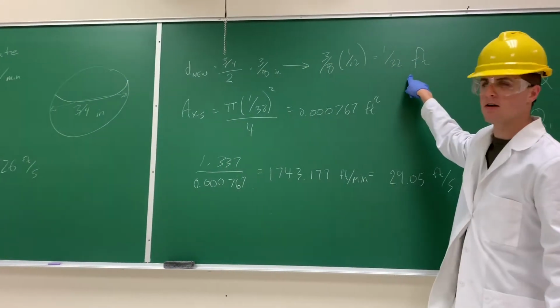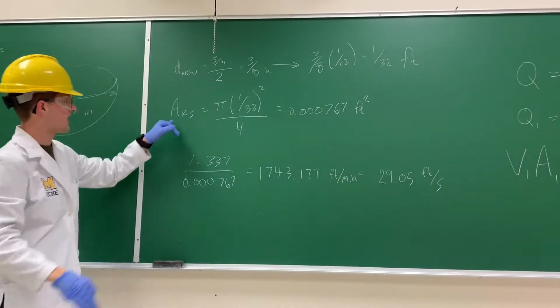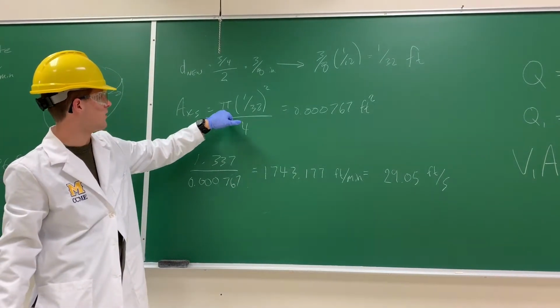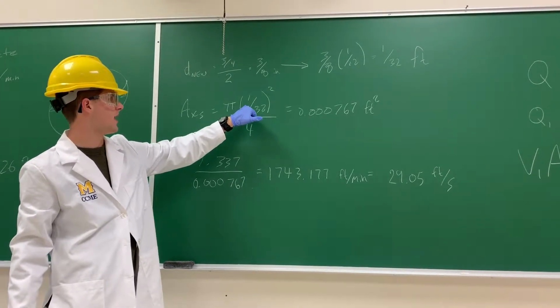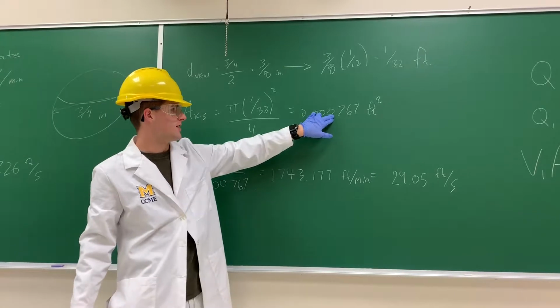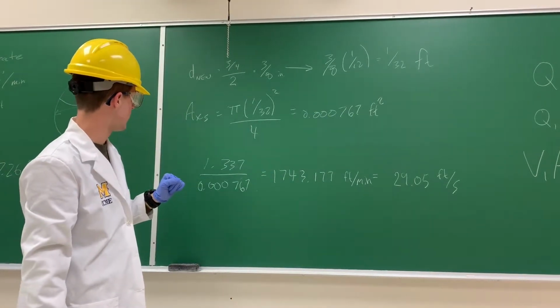We're going to convert that over to feet. Once we've converted that to feet, we can go ahead and calculate our new area coming out of the nozzle. We're going to do that using the same formula that we did in the last calculation, pi times our new diameter squared over 4. We'll get 0.000767 feet squared as our cross-sectional area.